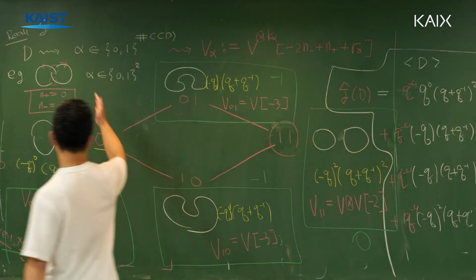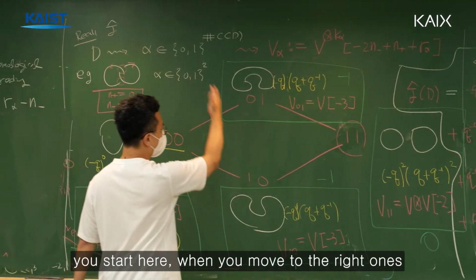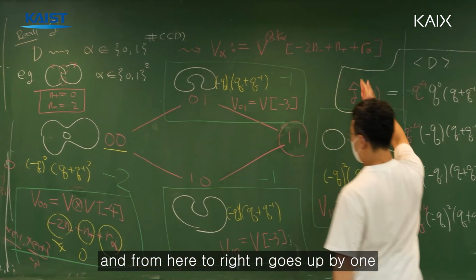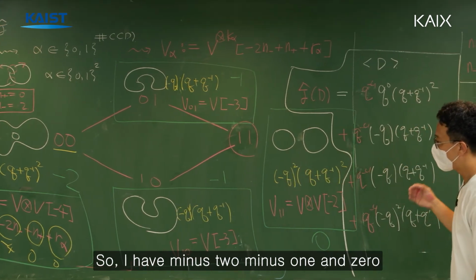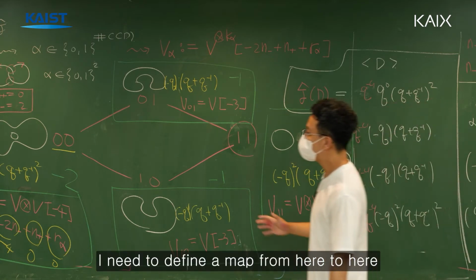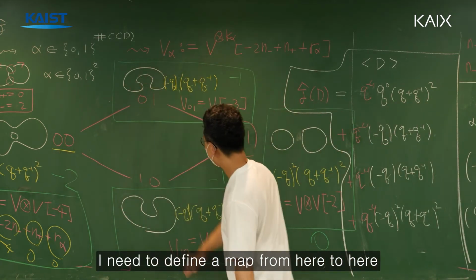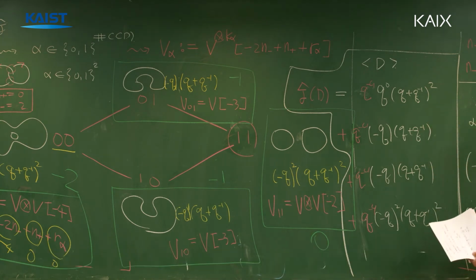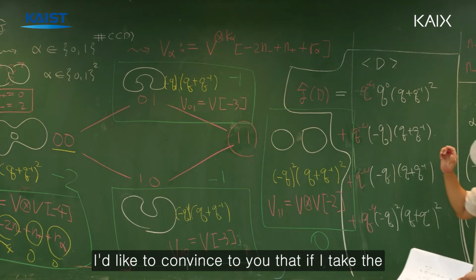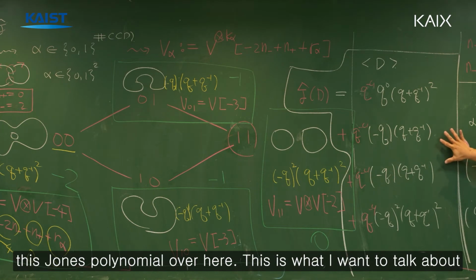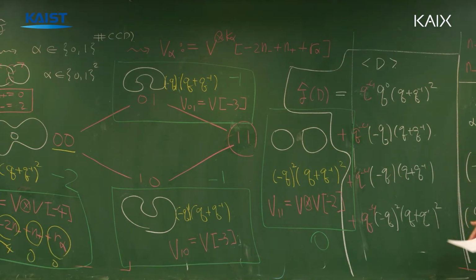So the point is, when you start here and move to the right, the homological grading goes up by 1. And from here to the right, it goes up by 1. So I have minus 2, minus 1, and 0. So this means that if I want to define a differential, I need to define a map from here to here, and from here to here. So that's what I'm going to do next. But before we get there, I'd like to convince you that if I take the Euler characteristic of this complex, this will be spitting out this Jones polynomial over here. This is what I want to talk about next.